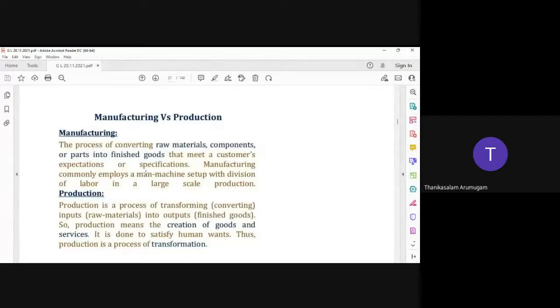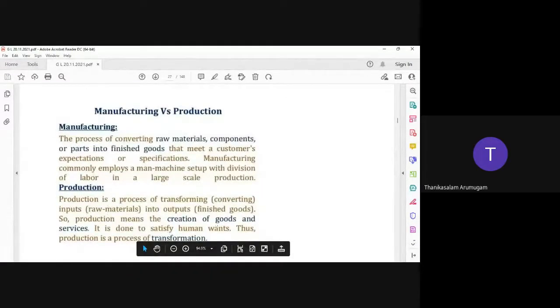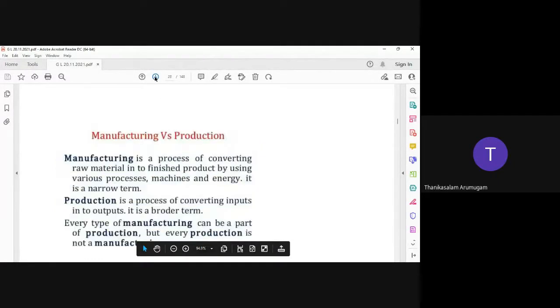Production is the process of transforming or converting input raw material into output finished goods. Production means a creation of goods and services, done to satisfy human wants. Thus production is a process of transformation. I will explain the difference in the next slide.